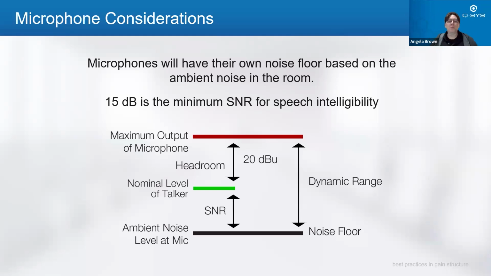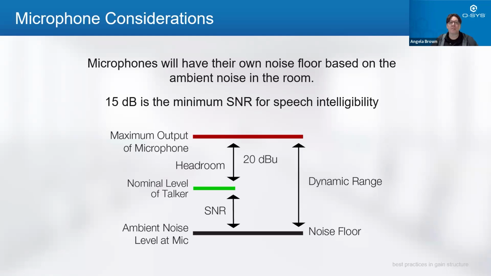Intelligibility. So the AVIXA standard says that we want at least 15 dB between the noise floor and our nominal level of our talker, for speech intelligibility. And that makes sense. Again, we're going to perceive it as more than twice as loud than the background noise, and we're going to have a good shot at understanding what's going on.